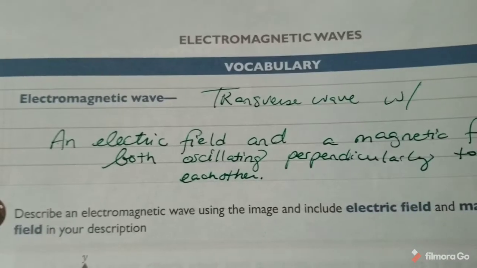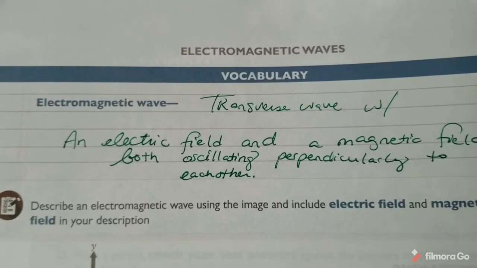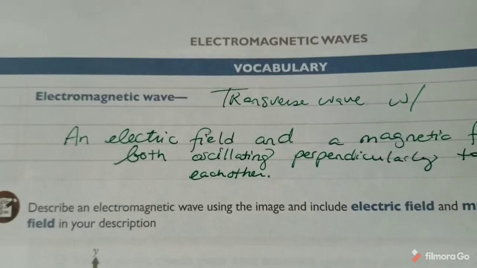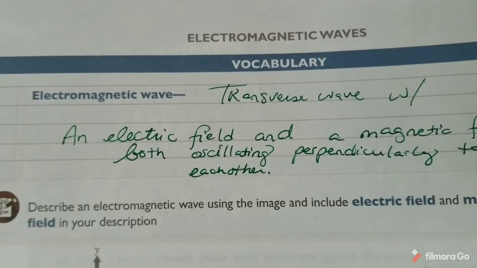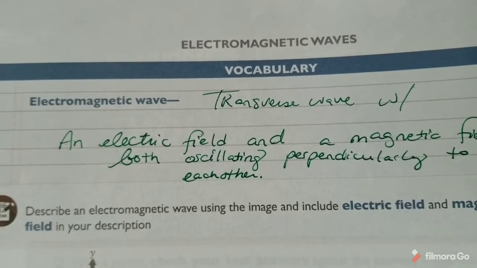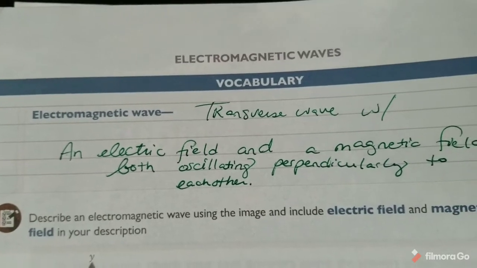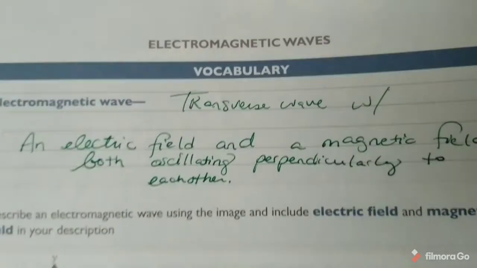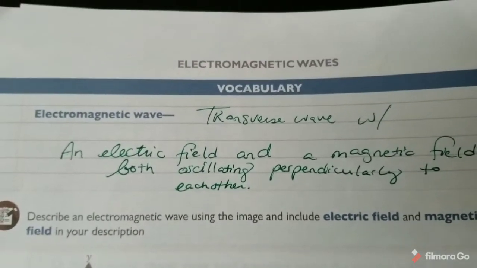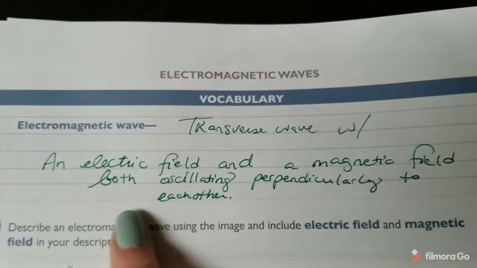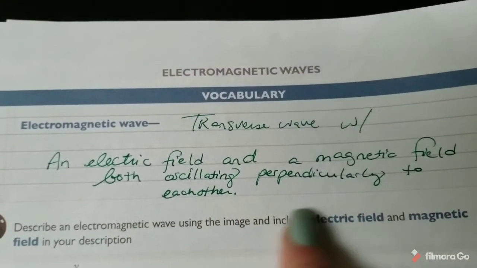Okay, so electromagnetic waves, this is a definition. It's a transverse wave composed of an oscillating electric field and a magnetic field that oscillates perpendicular to the electric field. Okay, so I wrote this in my own words up here. So it's an electric field and a magnetic field, both oscillating perpendicularly to each other.